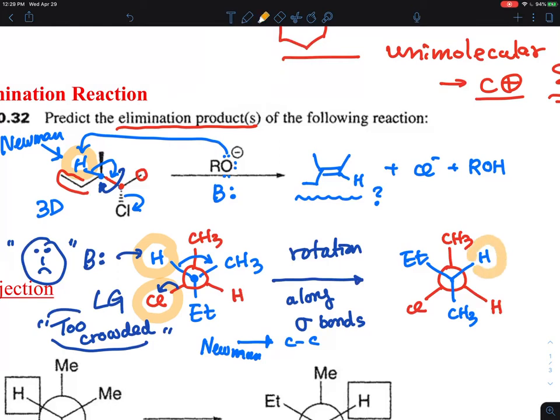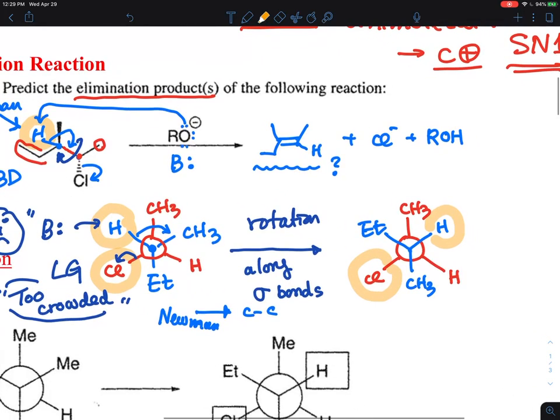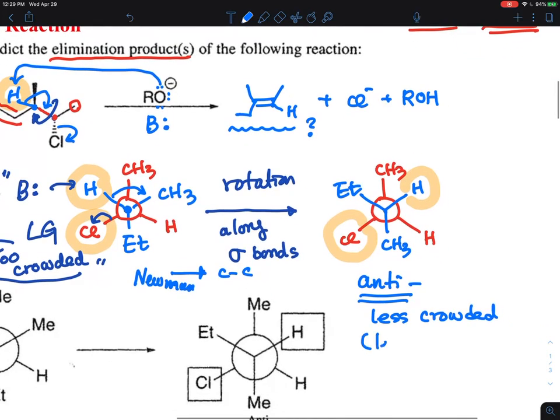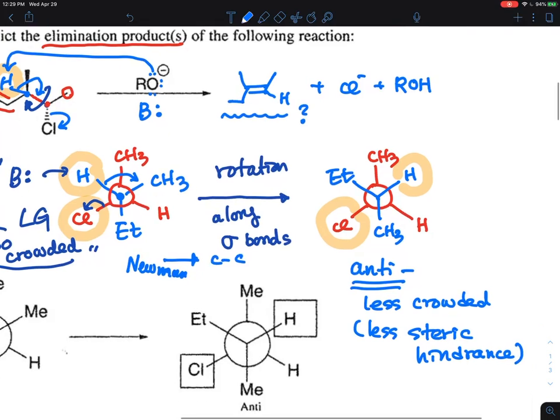This is a leaving group. This is a proton to be taken by the base, and this is a leaving group. They are on the anti side. Right? Opposite side, less crowded, or in a way, less steric hindrance. Okay, this is an organic chemist term that they like.